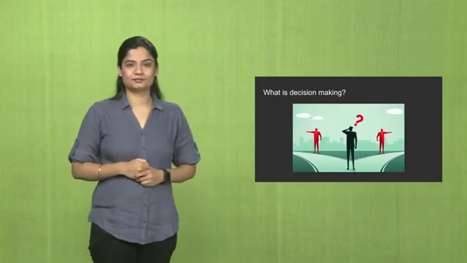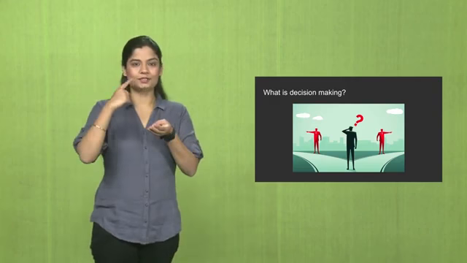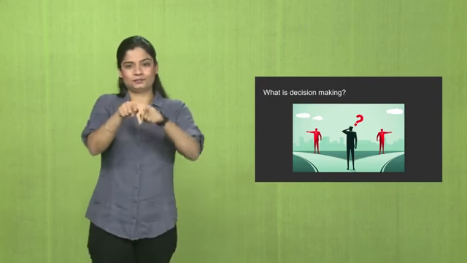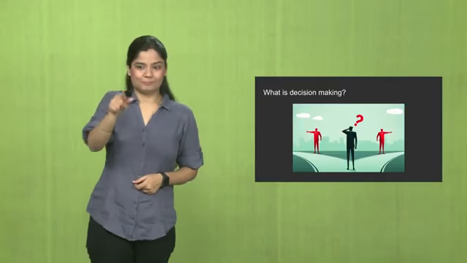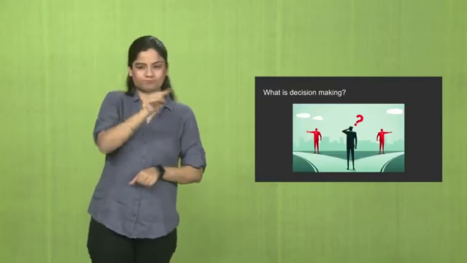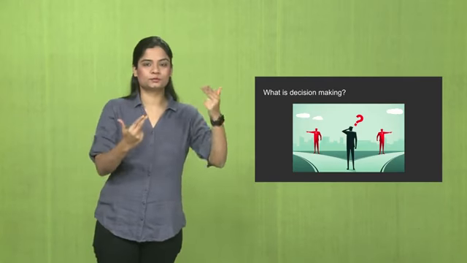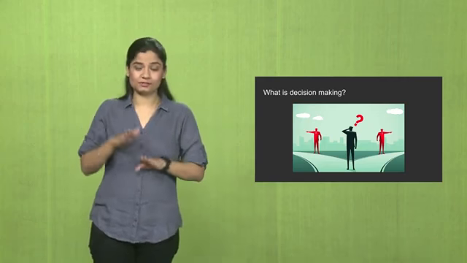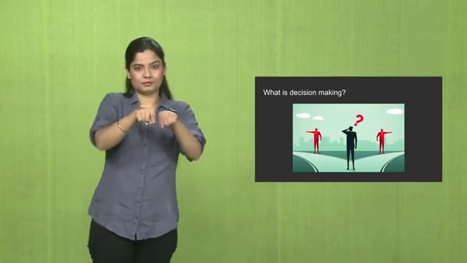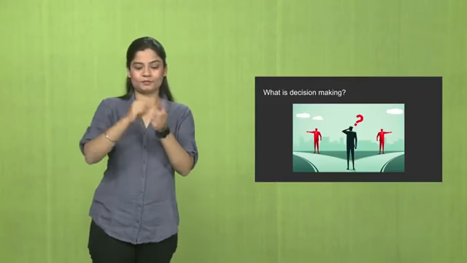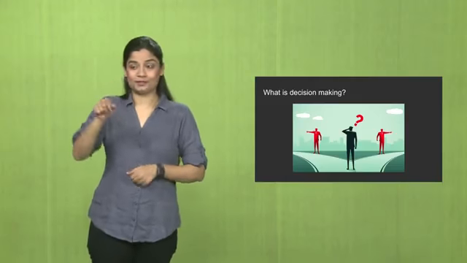As you can see in the picture, decision making. The word decision means to decide. Decide between the best option, between all the other alternatives, selecting a course of action between different choices. It involves different steps. First is identifying a problem. For example, let's discuss it through a story.